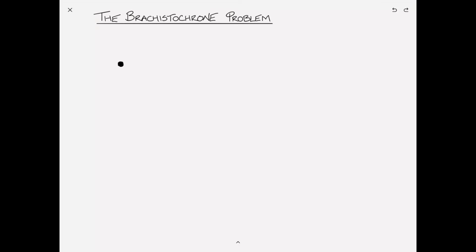The word brachistochrone comes from the ancient Greek meaning shortest time, and it describes a problem in which we're given 2 points. We'll call the first A at a location x1, y1, and B at a location x2, y2. And the idea is that under the influence of gravity, what is the shape of the curve between the 2 points that would cause, say, a marble rolling down that slope to get from A to B in the shortest time?